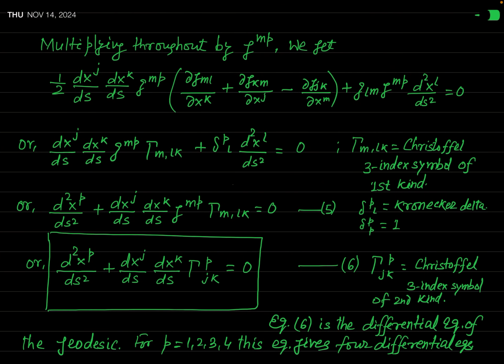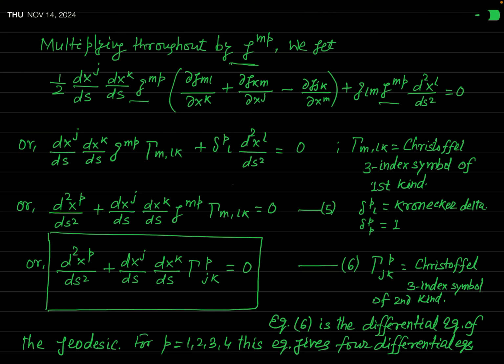Now let us see. We will multiply this result by this factor g^{mp}. Here m and p are superscripts. These are the contravariant metric tensors. So when you multiply that equation throughout by this g^{mp}, what will be your result? You can see the first term has been multiplied by this g^{mp}. The second term is also multiplied by this g^{mp}.